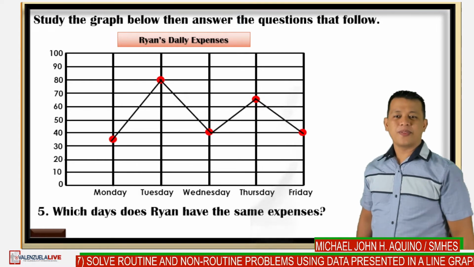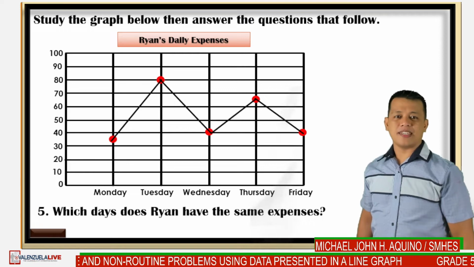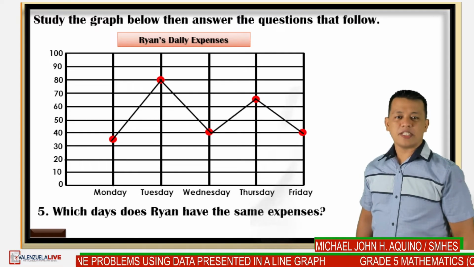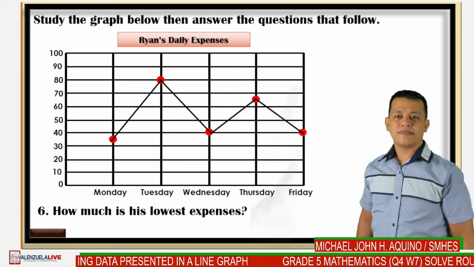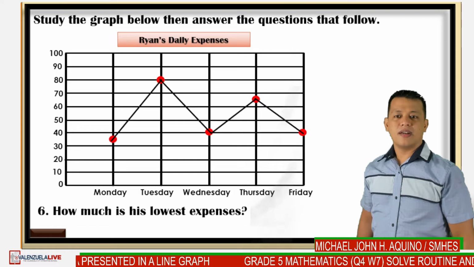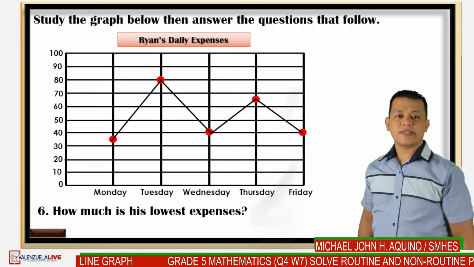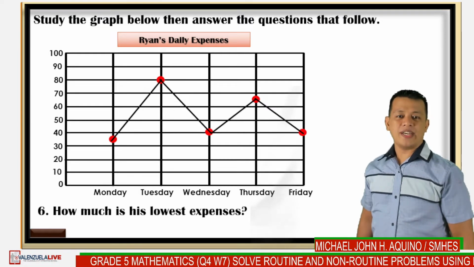Number 5, which days does Ryan have the same expenses? Ryan has the same expenses on Wednesday and Friday. Number 6, how much is his lowest expense? Ryan's lowest expense is 35 pesos.